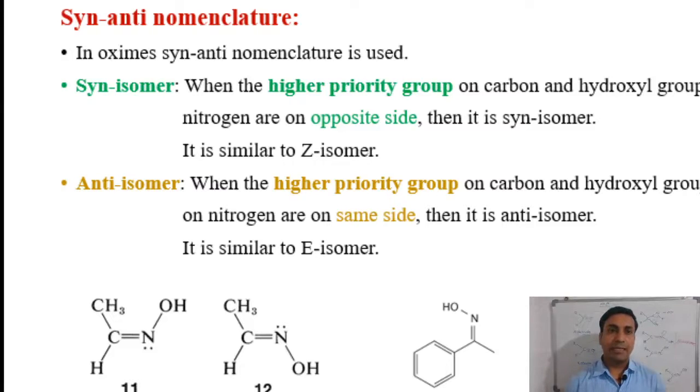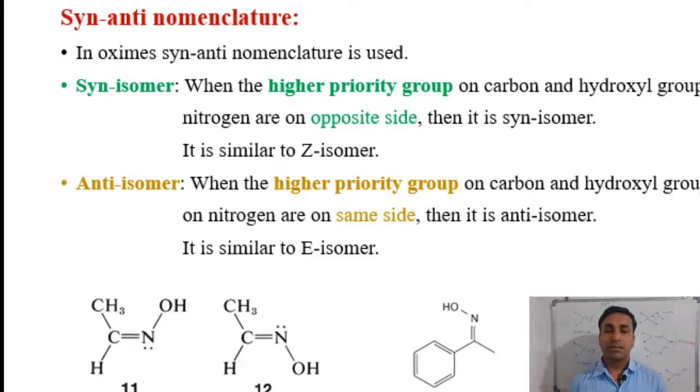Syn isomer is that when the higher priority group on carbon and hydroxyl group on nitrogen are on opposite side, then it will be syn isomer. Syn is similar to that of cis or Z. Anti-isomer is that when higher priority group on the carbon and hydroxyl group on nitrogen are on the same side, then it will be anti-isomer.